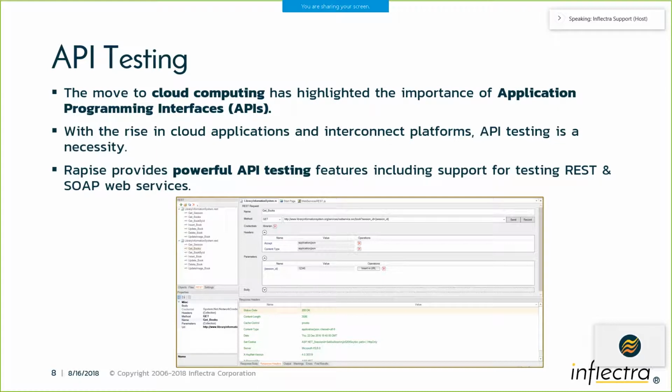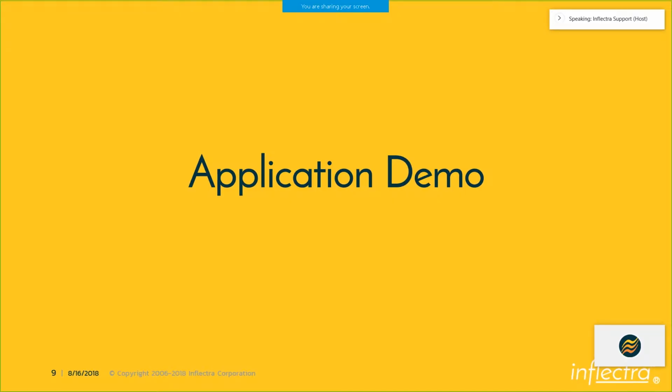So this is something where you want to test some REST or SOAP endpoints and have those tests potentially be part of your automation framework. And you can combine these API tests with your user interface tests. But today the focus is going to be on user interface testing. So with that overview, let's jump right into the application itself.